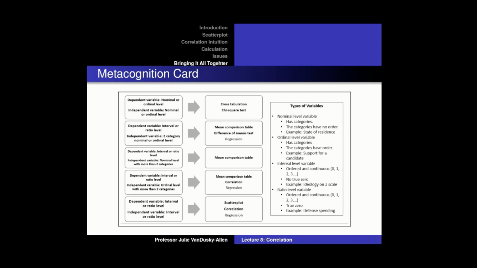If you have an interval or ratio level dependent variable and a nominal level independent variable with more than two categories, you can use a mean comparison table. If you have an interval or ratio level dependent variable and an ordinal level variable with more than two categories, you could use a mean comparison table or a correlation analysis. If you have interval or ratio level independent and dependent variables, you could use a scatter plot or a correlation analysis.